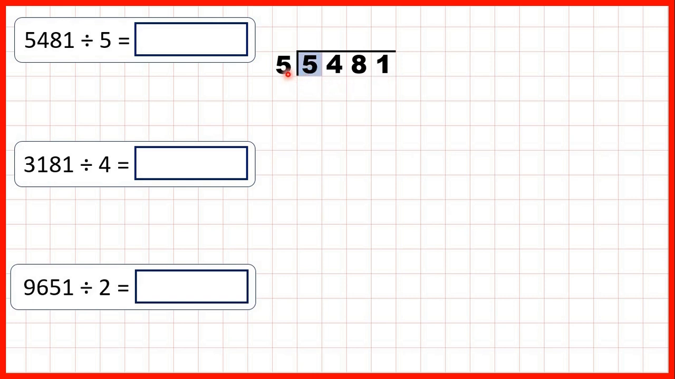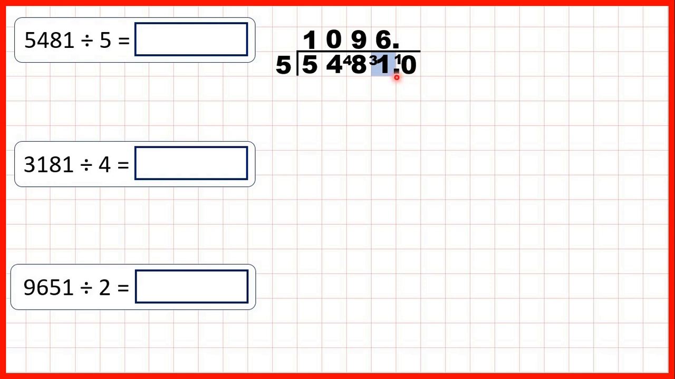So 5 divided by 5 is 1 with no remainder. 4 divided by 5 is 0, remainder 4. 48 divided by 5 is 9, remainder 3, because 9 times 5 is 45. Then we need 3 more to get to 48. And now 31 divided by 5 is 6, remainder 1. But we need to extend our dividend with a point 0 and copy up the decimal point before we write our remainder 1 in front of our tenths.